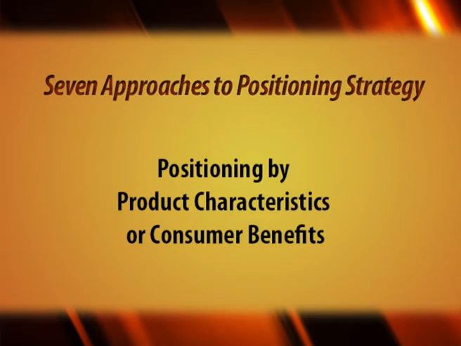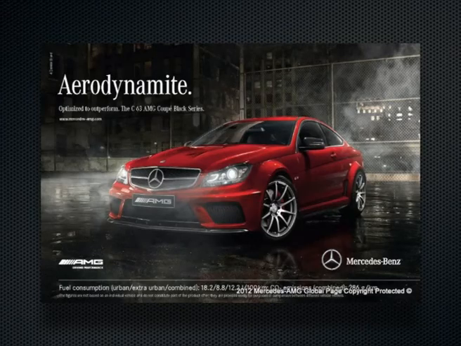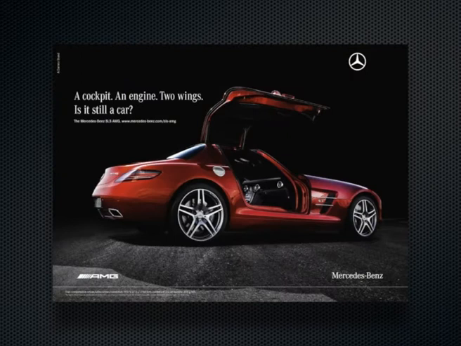Positioning by product characteristics or consumer benefits. This is probably the most used positioning strategy and is to associate an object with the product characteristics. Imported automobiles illustrate a variety of product characteristics that can be employed and their power in image creation.